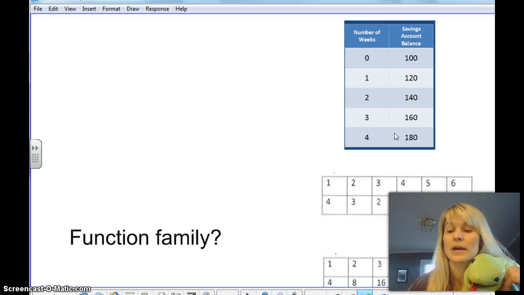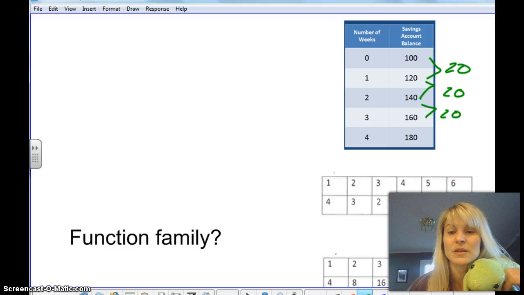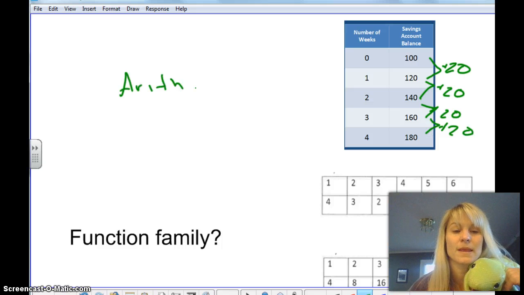So the first thing we're going to rule out is if it's arithmetic or not. So I'm going to find the difference. It's increasing, right? So the difference between 100 and 120 is 20. And so from here, it's increasing by 20. And here it's increasing by 20. I'll put a little plus there for increasing. Okay, so because it's increasing by the same amount, we would say this is arithmetic. And then we could say the common difference is 20. It's going up by 20 each time.